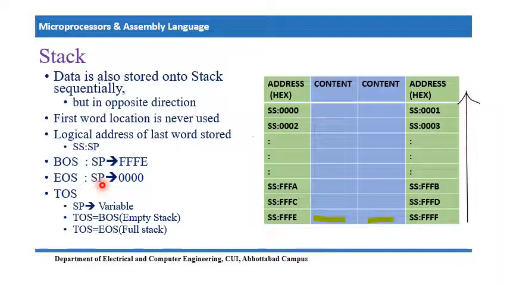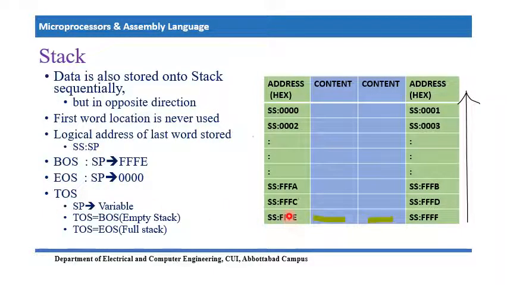And these 2 values for stake pointer, specifically for bottom of stake and end of stake, remain constant, they never change. Third important term that we learned about stake is top of stake, and top of stake is something up to which we have filled our information in stake. That means the top floor up to which we have filled stake is basically top of stake, and stake pointer is quite variable.